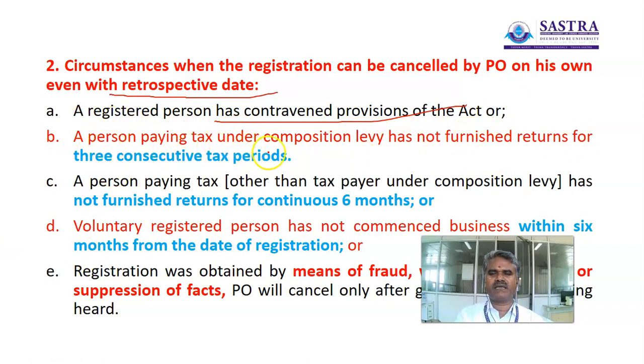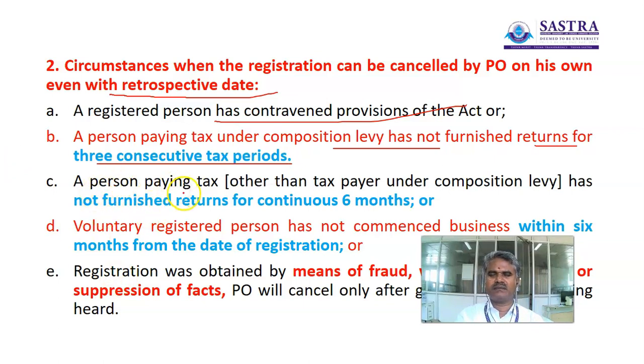A person paying tax under composition levy has not furnished a return for 3 consecutive tax periods. You are paying tax in composition levy. When you pay tax in composition levy, your tax rate is very low, 1%. So in this situation, you have to file your return properly. Unless otherwise you will be punished. So when you fail to file the return for 3 consecutive tax periods, the PO will come and cancel your registration immediately.